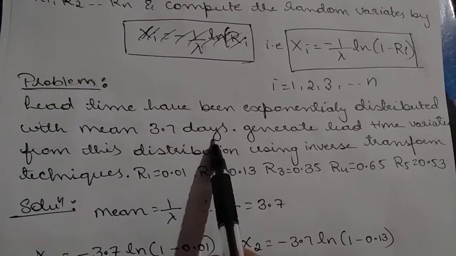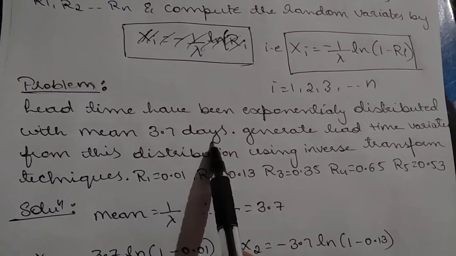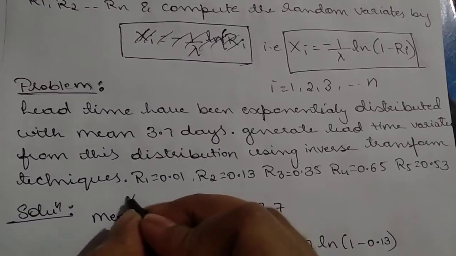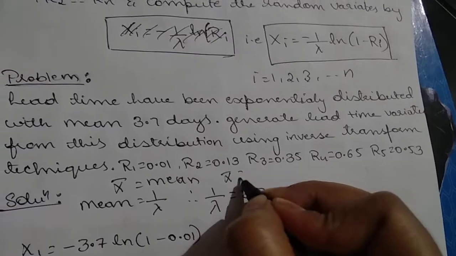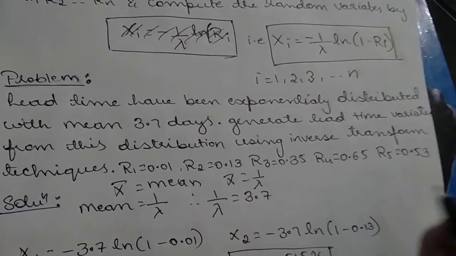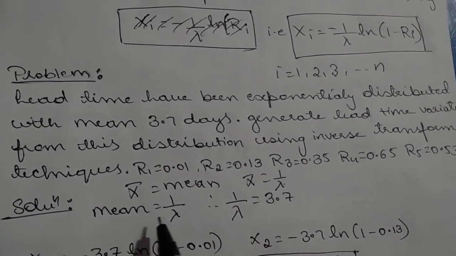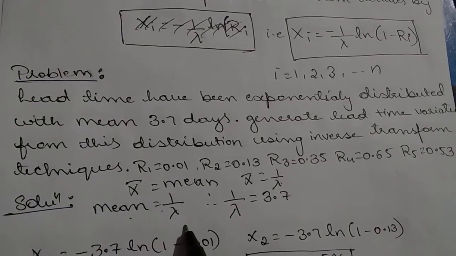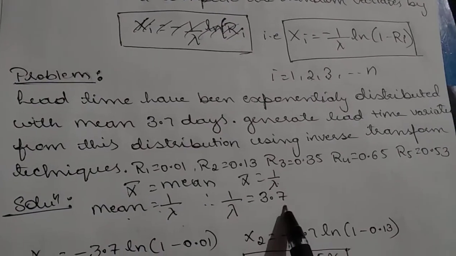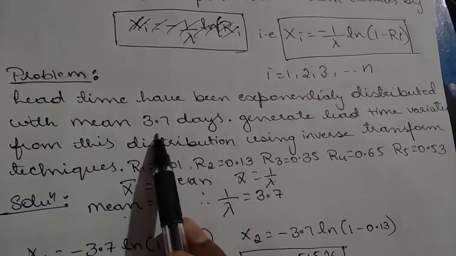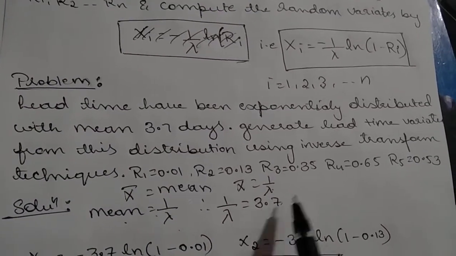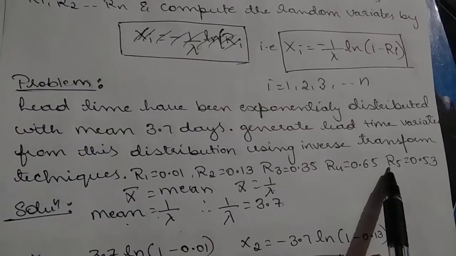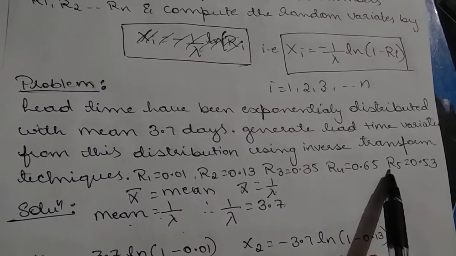Here we consider x bar as the mean, and this x bar will be considered as 1 divided by lambda. So mean is equal to 1 by lambda. Therefore 1 by lambda is equal to 3.7. It is given as the mean. Now you have to find out the random variates. Here 5 random numbers are given, which means you have to find out 5 different random variates.